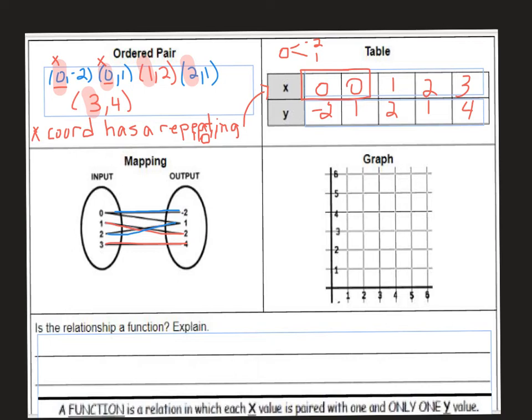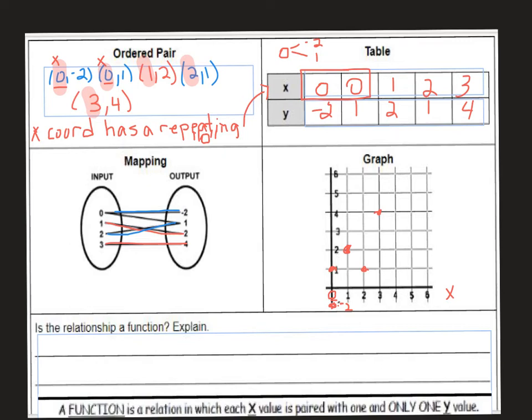Okay, so let's go ahead and take a look at our graph representation. I can plot those same points. So when x is 0, I can see that it is assigned -2 down here, but it's also assigned a +1. So I technically have two values that 0 is assigned to. 1 was assigned to 2, 2 was assigned to 1, and 3 was assigned to 4. So as I plot my ordered pairs, this is what my graph would look like.